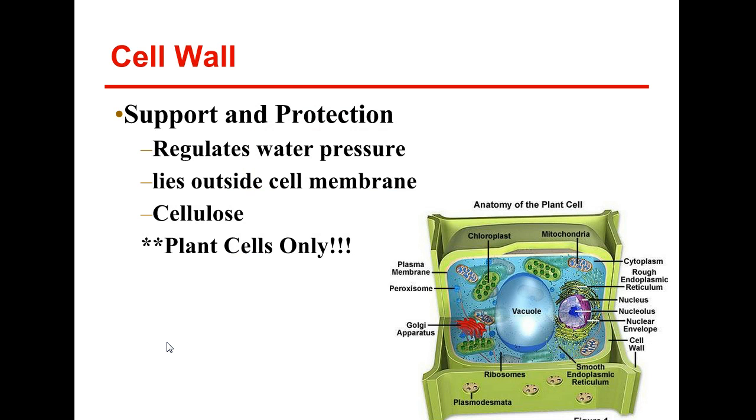Now, the cell wall only exists in plant cells, and there's also a similar cell wall that exists in prokaryotic bacteria. But remember, for this, we're just talking about eukaryotic cells. It helps to provide support and protection, and regulates water pressure. It's always outside the cell membrane, and it's made up of a carb that we call cellulose. So that's a very large, tough, complex carb.